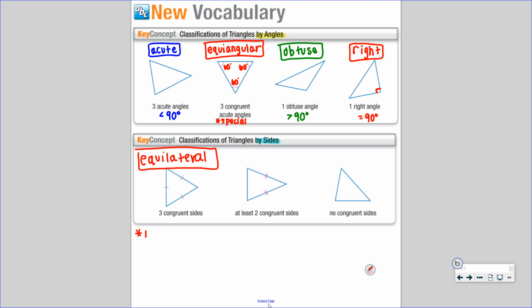So let's just make that note. If all sides are congruent, look at us using a conditional statement, then all angles are also congruent. And that can work in the converse. If you know all the angles are congruent, then all the sides are congruent as well. So that's another special relationship with equilateral and equiangular. We call those regular polygons. We actually did talk about those in chapter 1.